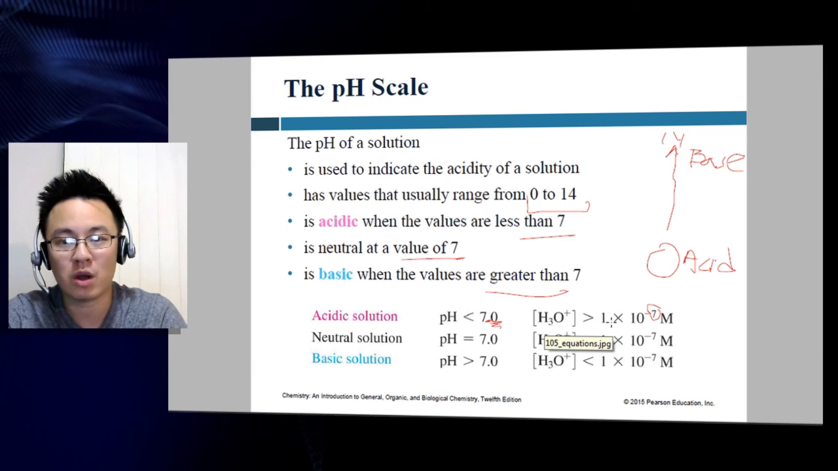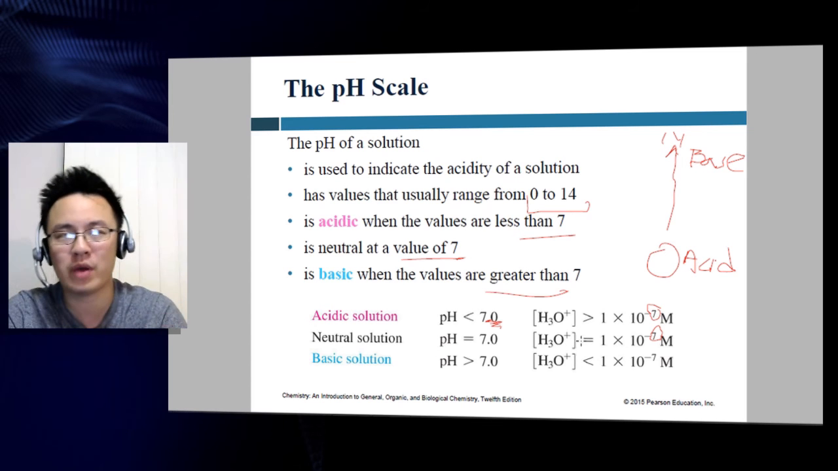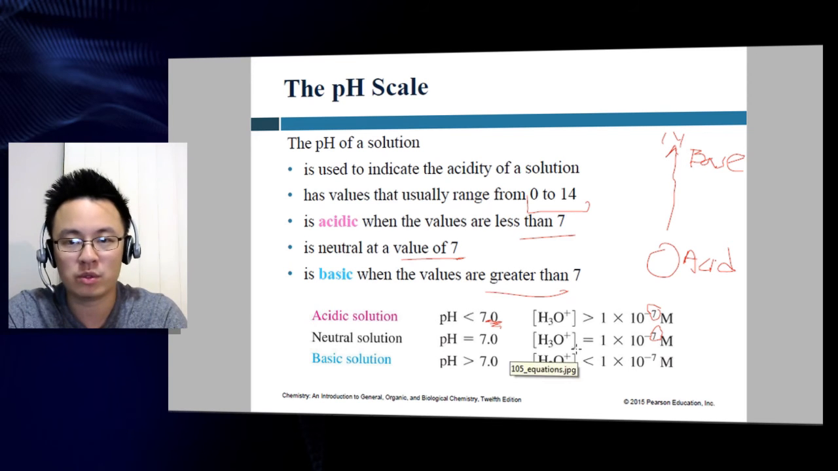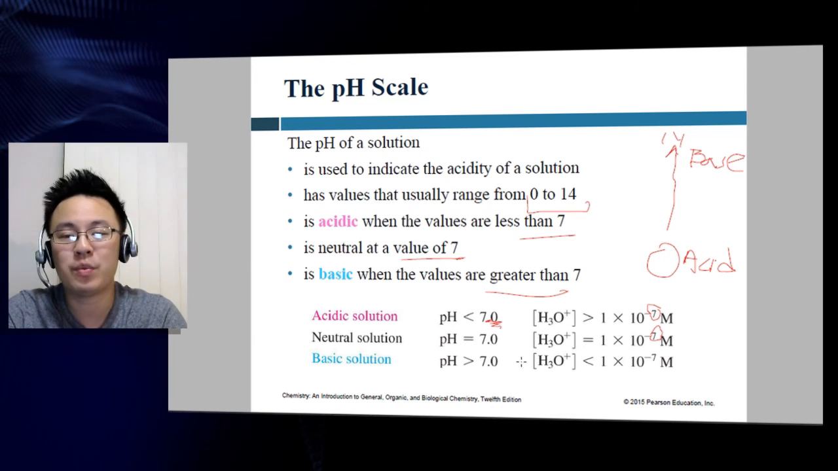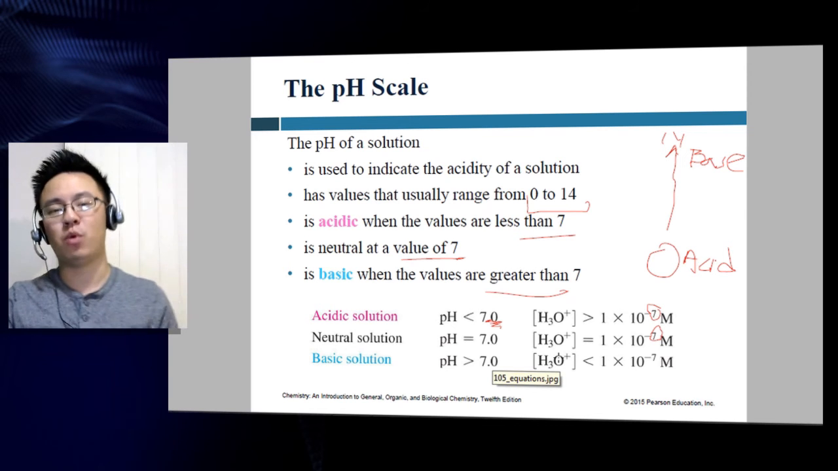So we'll talk about that in a little bit. In neutral solution, the pH is equal to 7. We still have that 7 right over there. The hydrogen ion concentration or the hydronium ion concentration is equal to 1 times 10 to the negative 7 molar. And then we have here a basic solution, which is greater than 7, or less than 1 times 10 to the negative 7 molar.